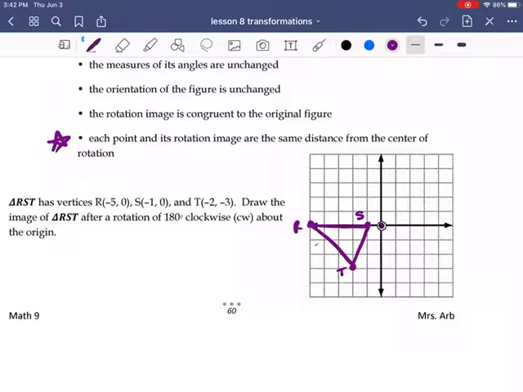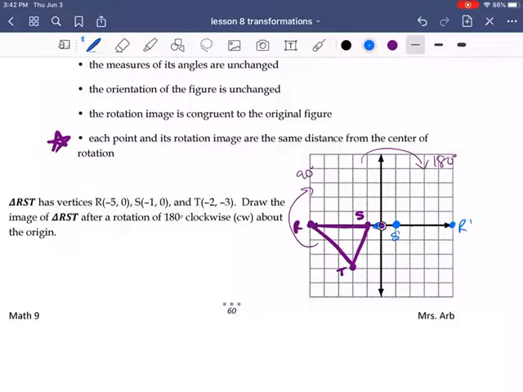So 90 degrees would put this image there, and 180 degrees puts it back into this quadrant. So let's focus on point S. So point S is 1 unit away from the origin. So S prime is going to be there. And R is on the same axis. So R is 1, 2, 3, 4, 5 units away from the origin. There's R prime. And the last thing we need to figure out is where's T prime?